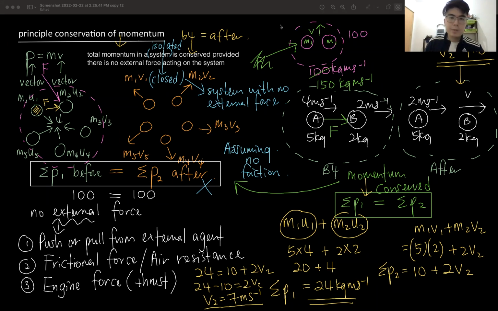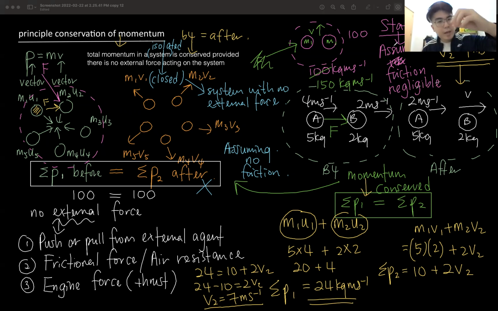Now, questions sometimes ask you to state the assumption that you make when you do the calculation. How do you answer this? When I do the calculation, I assume that there is no friction involved, because I don't want an external force. So assume no friction involved, or I can say assume friction is negligible. What is negligible? Negligible means the value is so small that we ignore it. It doesn't have any obvious effect, so we drop it. Assume friction is negligible.